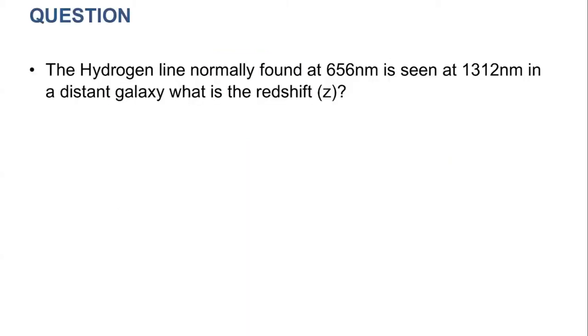We know that the H alpha line of hydrogen is normally found at 656 nanometers, at least when an object is not moving relative to us. Let's say that it's seen at 1312 nanometers in a distant galaxy. What would the redshift be for that particular galaxy? Well, we can calculate this because we know z equals lambda obs minus lambda rest divided by lambda rest. The observed wavelength is that which we see. The rest wavelength is where it should be if it weren't moving with respect to us. So we can plug those values in.